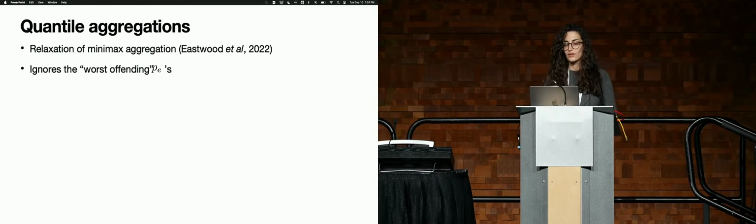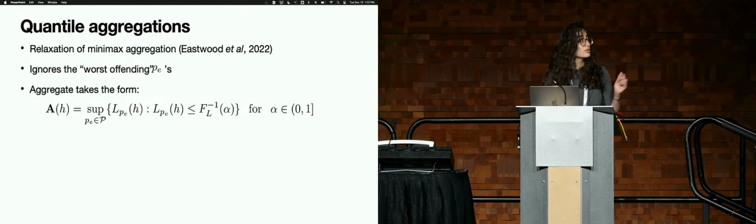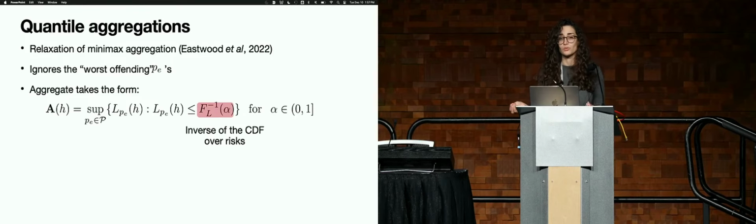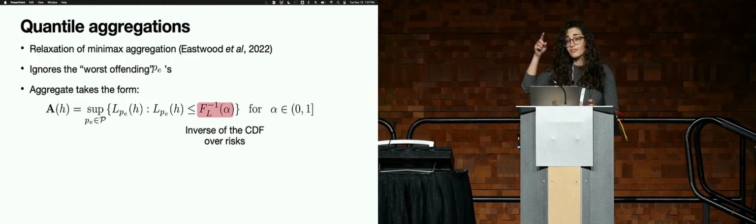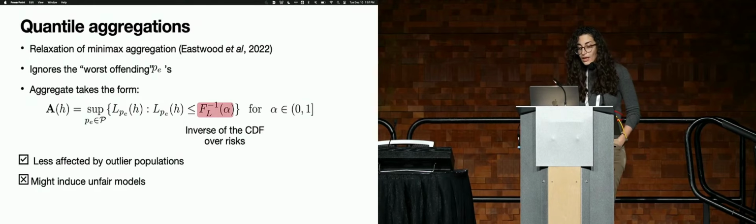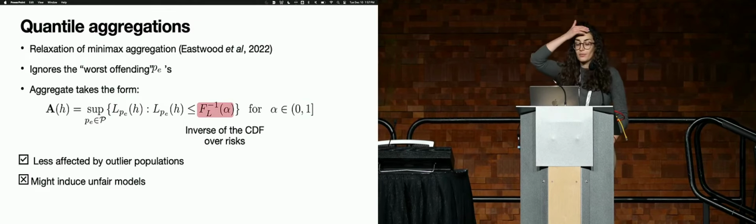The second type of aggregation is quantile aggregation, and this was suggested by Eastwood and collaborators. You can think of this as a relaxation of the minimax aggregation, so it ignores the worst performing test distributions. The way it does it is it still looks at the worst case distribution, but it's not looking at the worst case over the entire coupling, it is looking at a subset of this coupling, and the subset is defined by all the distributions that have a risk that is smaller than some threshold. How do we get this threshold? We basically look at the distribution of all the risks, and then we look at the CDF, and we look at the quantile, some top quantile of risk, and we set that as our threshold. The nice thing about this is that it is less affected by outlier populations.